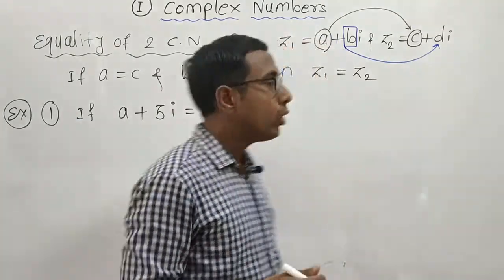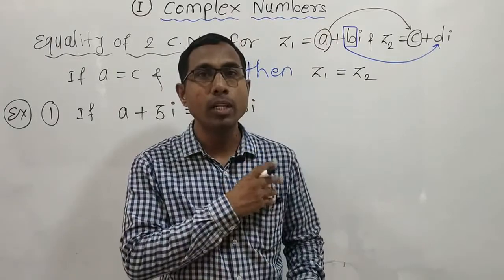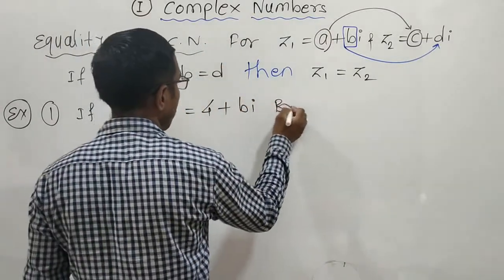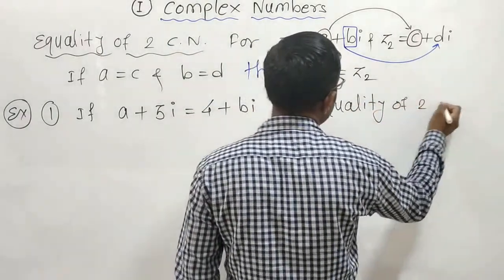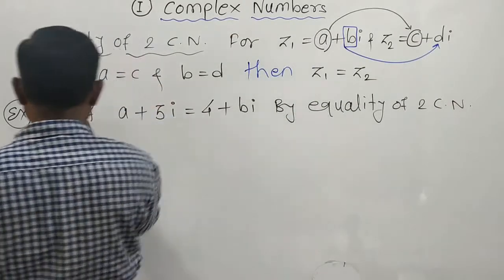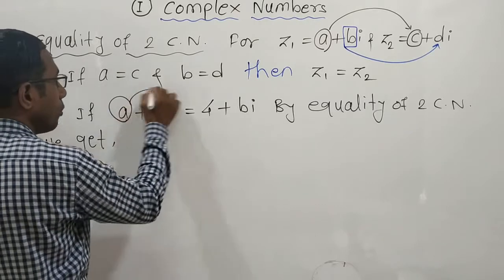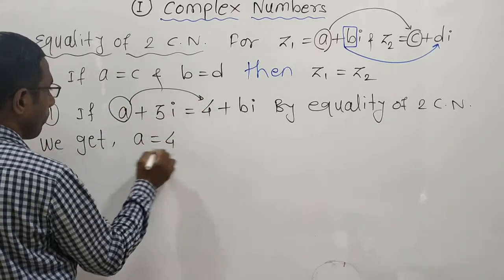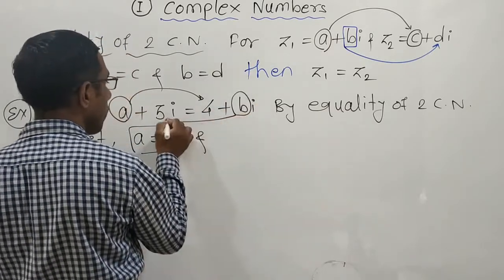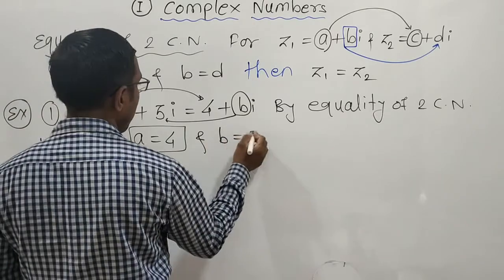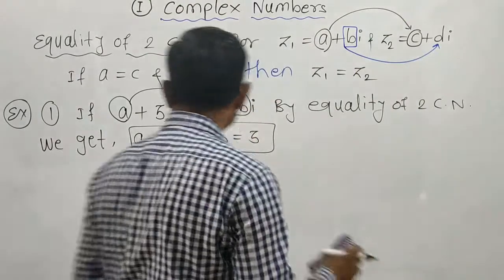Here on the LHS and RHS we have two complex numbers and they are said to be equal. So by equality of two complex numbers we get a is equal to 4 and b is 3. Is it? It's a very simple concept. Now let's do one more question.